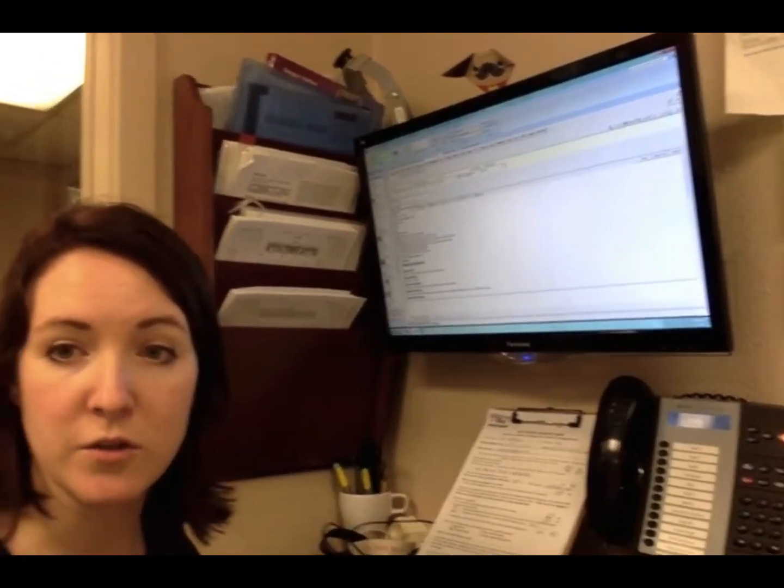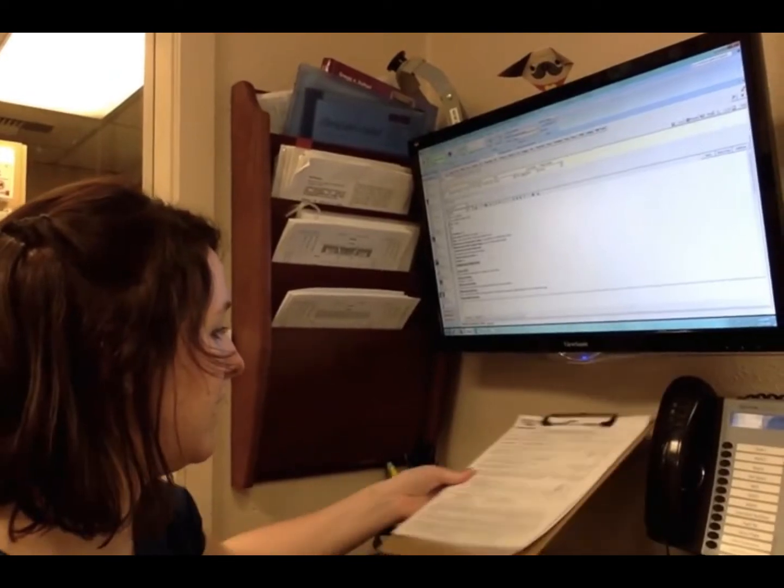Why it's important to keep track of consent forms, because our patients can't communicate for themselves, and the clients are the legal owner of that animal, and so they need to give us consent in order to perform anything on an animal prior to doing any surgical procedures.